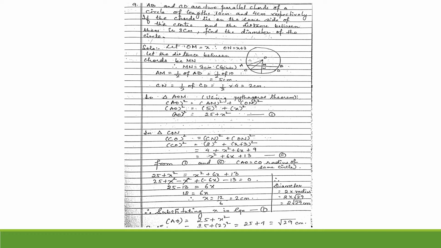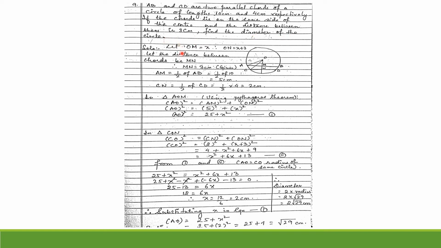The question is: AB and CD are two parallel chords of a circle of lengths 10 and 4 centimeters respectively, and the chords lie on the same side of the center. The distance between them is given to us, that is 3 centimeters. We need to find out the diameter of the circle here.